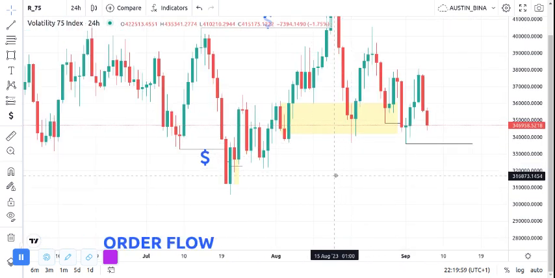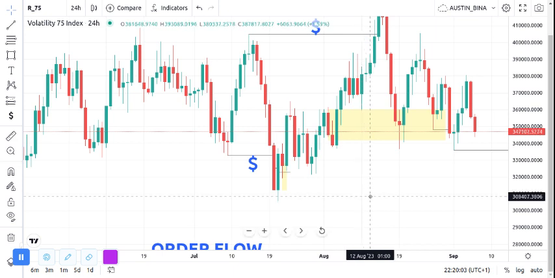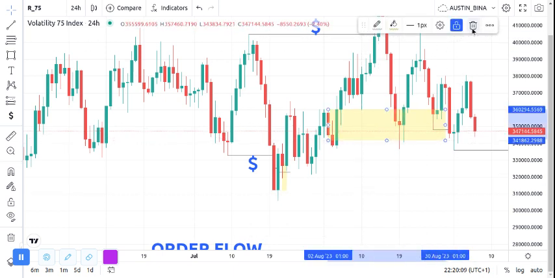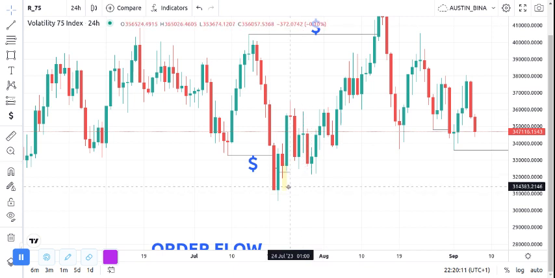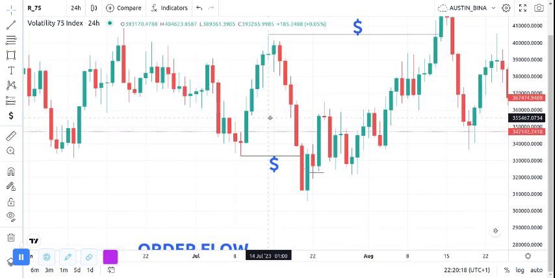I will teach you how you can use this strategy as an intraday trader, and also how you can use it as a swing trader. Let's quickly start with how you can use it as an intraday trader. The first thing you do is determine your order flow. So how do you determine your order flow?